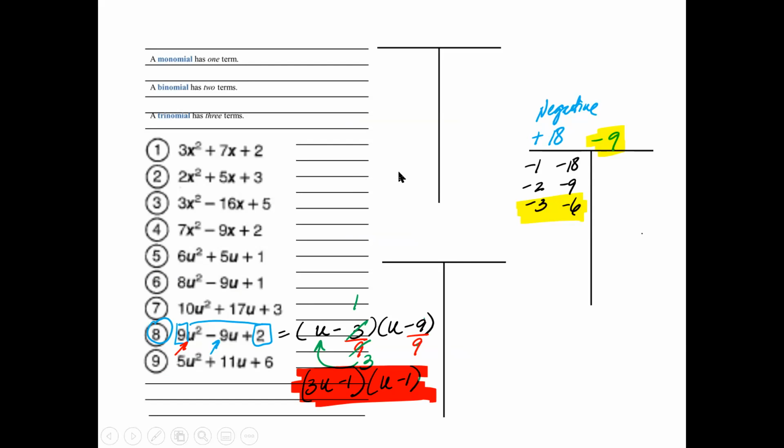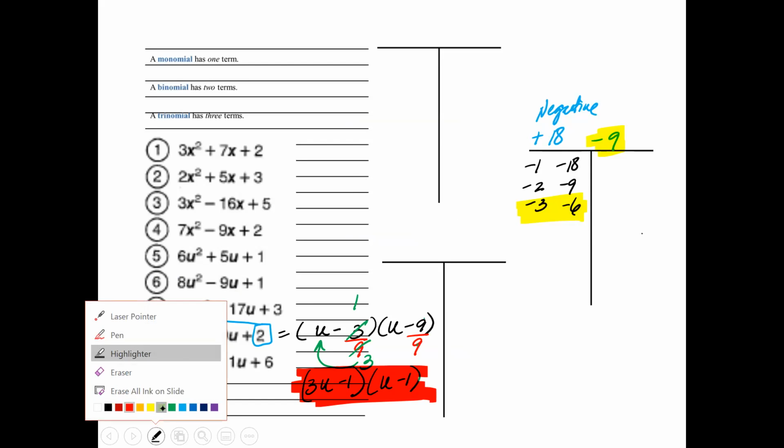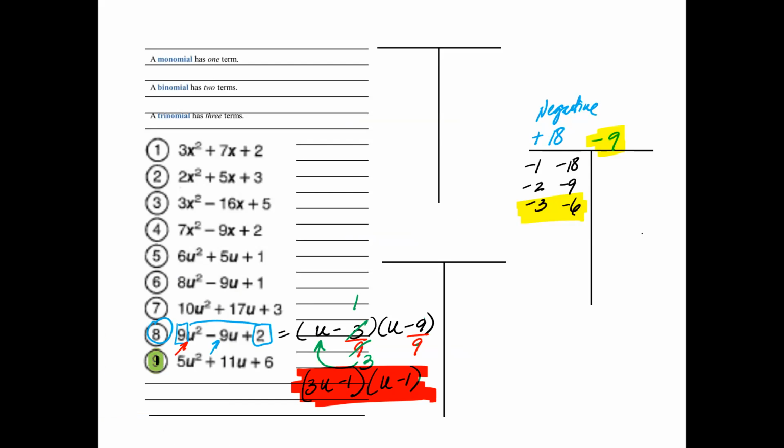All right, you guys. So the ones that we have not tried, I would like you guys to go ahead and practice for the rest of the class. So 9, 8, I think 5, and 2.